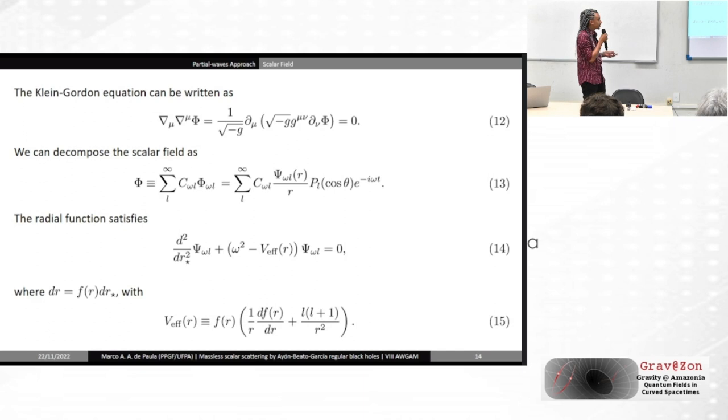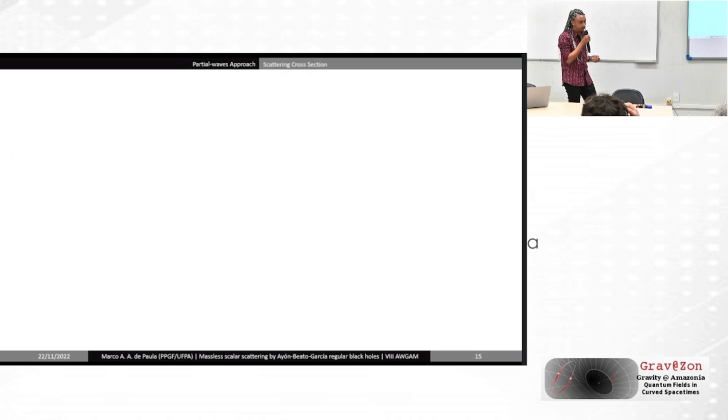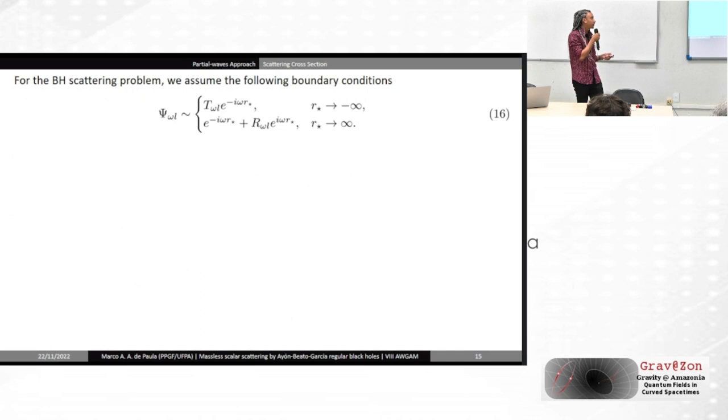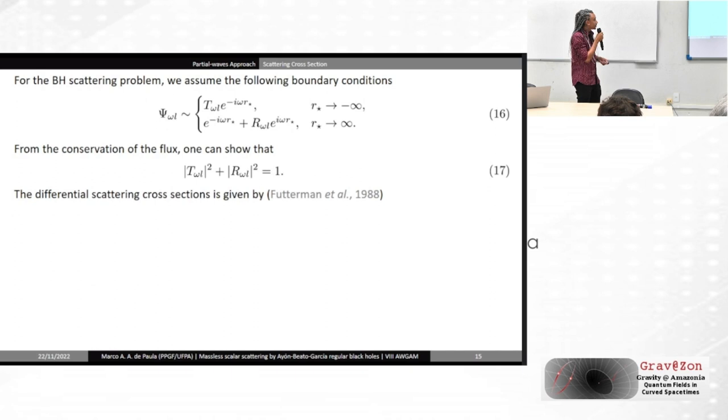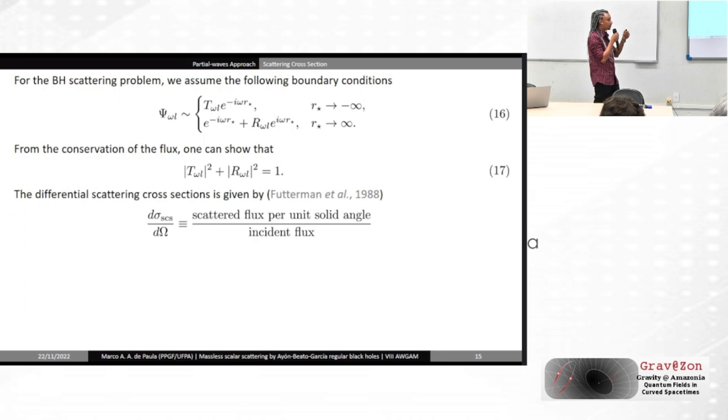So to obtain the scattering cross section, we first need to impose some boundary conditions. And for the scattering problem, the boundary conditions that we use are given by equation 16. They are consistent with a scalar wave coming from infinity towards the black hole that, when interacting with the effective potential, is partially reflected back to infinity and partially transmitted to the black hole. And these quantities here, these T and R, are complex coefficients that satisfy equation 17. So the differential scattering cross section is given by this expression here. So it is the ratio between the scattered flux per unit of solid angle to the incident flux.